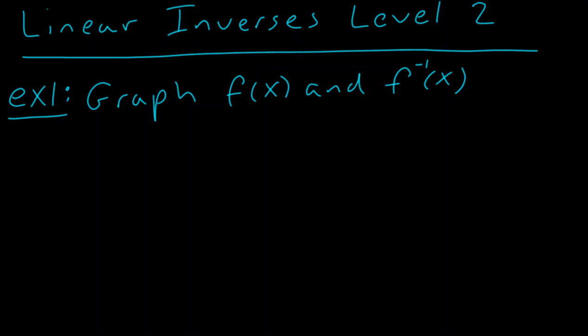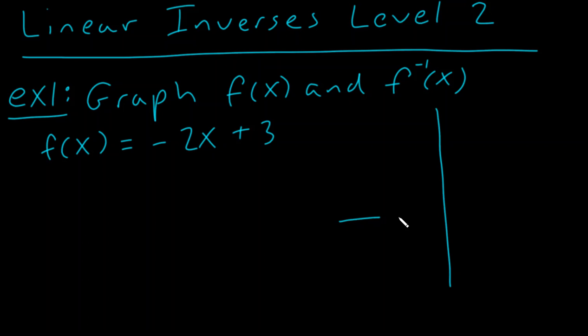Now in our very first example it says graph f of x and f inverse of x. So let's go ahead and start out with some function. Let's say f of x is equal to negative 2x plus 3. Now let's see, what would this look like just to graph this as our original function?